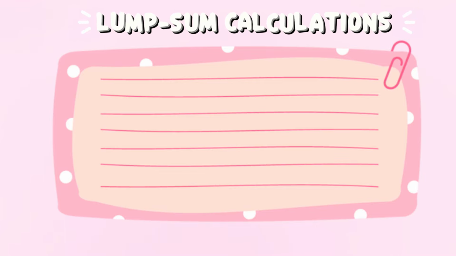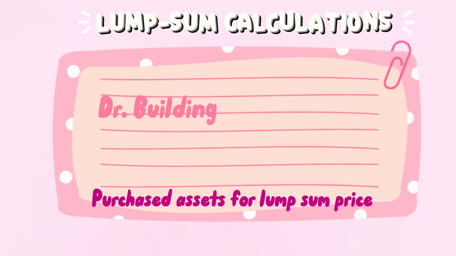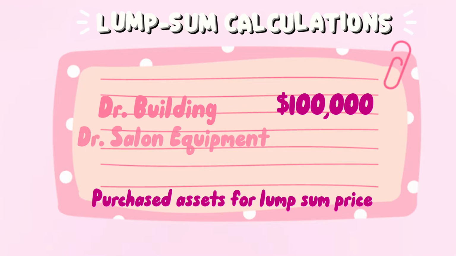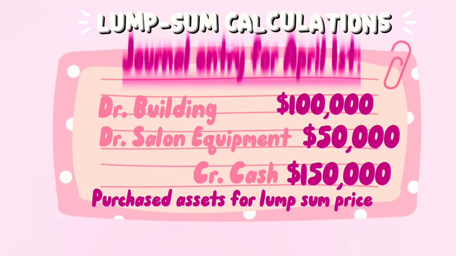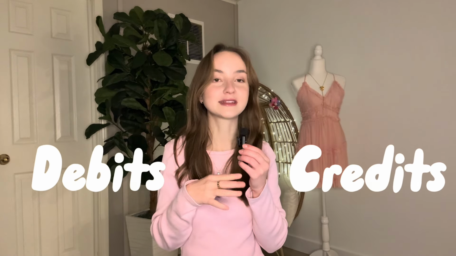Now in our journal entry to account for the lump sum, we would debit our new building by $100,000, our salon equipment by $50,000, and credit cash by our lump sum amount. As always, make sure your debits equal your credits, and in this case, they do.